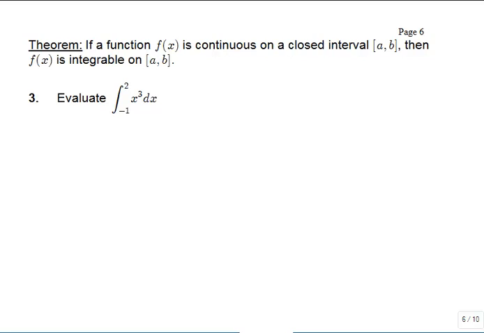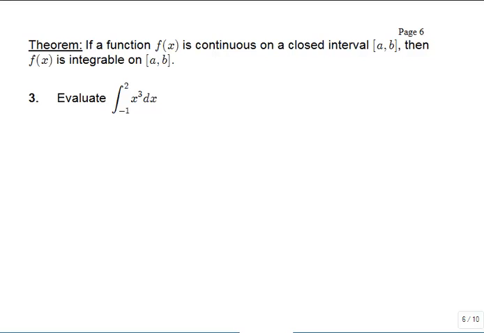Okay, so now what we want to do is first talk about this theorem, and then we're going to practice doing some of these definite integrals. So the theorem says if a function f of x is continuous on a closed interval a to b, then the function f of x is integrable on that interval a to b. So if it's continuous, then that means we are going to be able to find its integral. So this first example says evaluate the integral from -1 to 2 of x cubed dx.